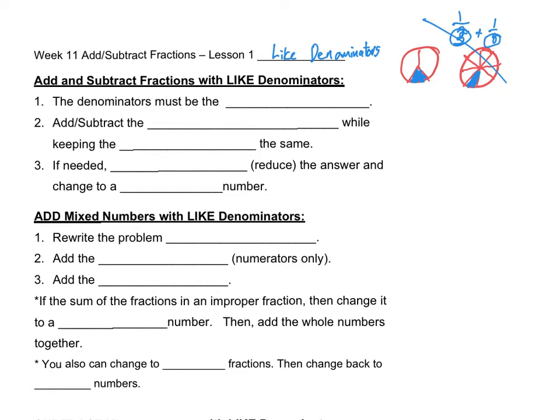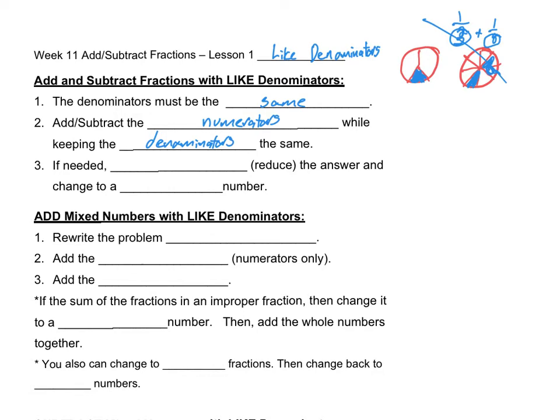Today we'll say you eat 1/8 of a pizza and then you eat 2/8 of a pizza. That we can do. So the denominators must be the same. If they're not the same, we have to make them the same, which we'll do tomorrow. So to do this, we add or subtract the numerators while keeping the denominators the same. We do not add the denominators, as you'll see why in a minute.